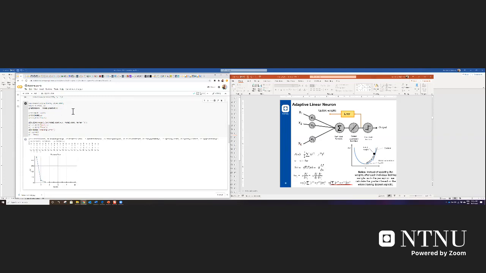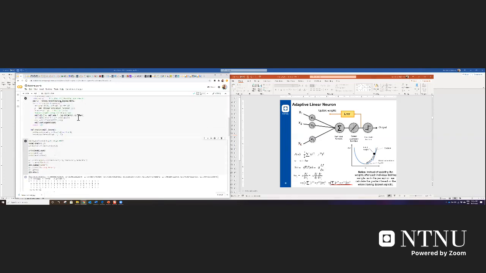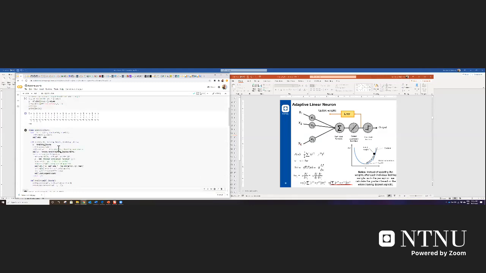No, it's fine because we initialize it each time from different random values. We need to fix this to select the same random values. Do you know how to do it? So we need to select a seed for the random generation.